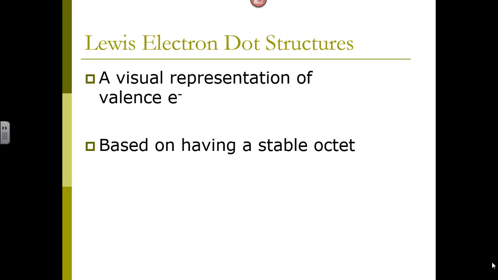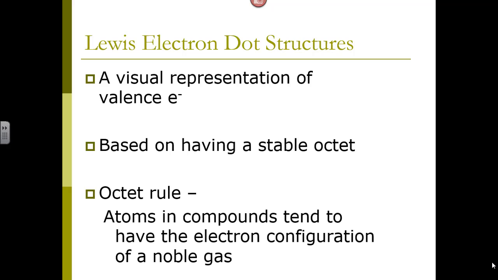These pictures are based on the idea that all atoms want to achieve a stable octet. Again, this is something we talked about last semester. Most atoms in compounds tend to have the electron configuration of a noble gas. A noble gas has a full s orbital and a full p orbital in its last energy level. That means it has 8 valence electrons, thus the octet rule. Atoms that are stable have 8 valence electrons. Atoms that don't already have 8 valence electrons will either lose or gain to make that happen.